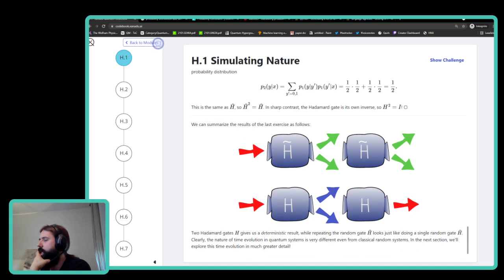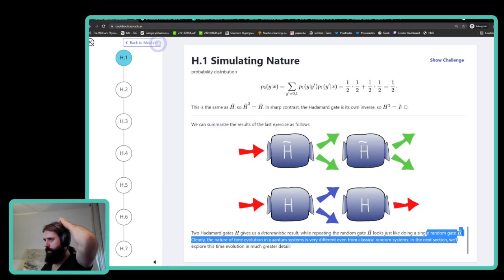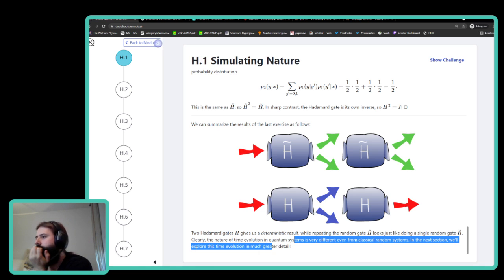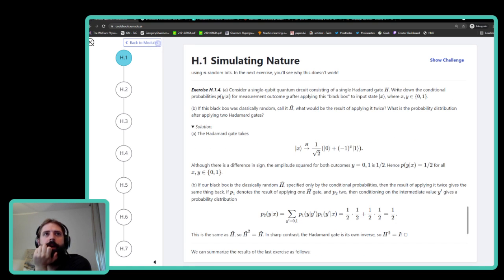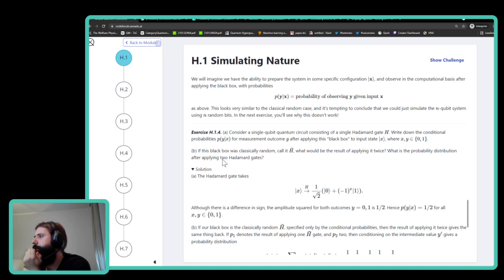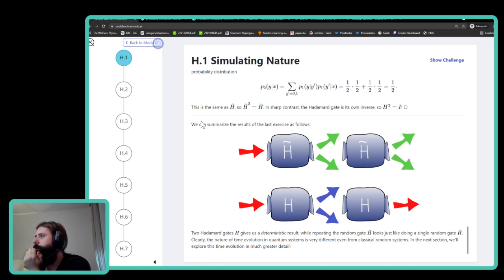Yeah, exactly. So the result is different. Cool. Okay, so we have completed the first point.